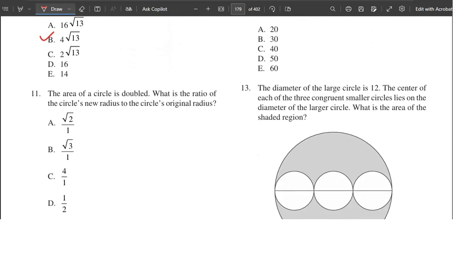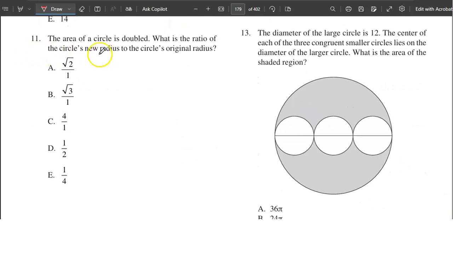Now question number 11. The area of a circle is doubled. What is the ratio of the circle's new radius to the original radius? Say the original area was A. Now the new area is 2A.